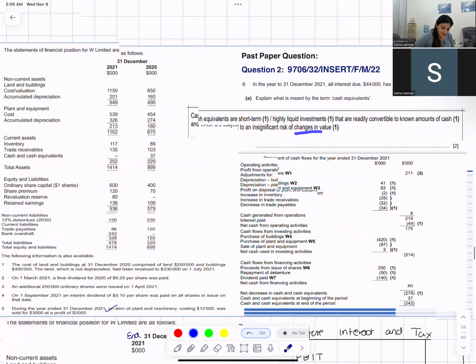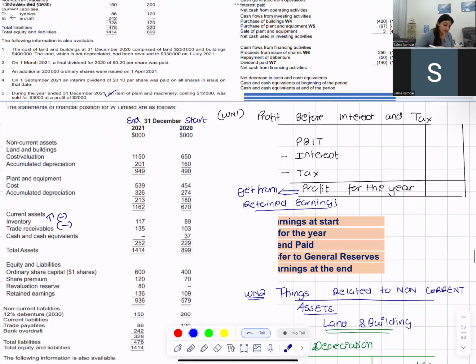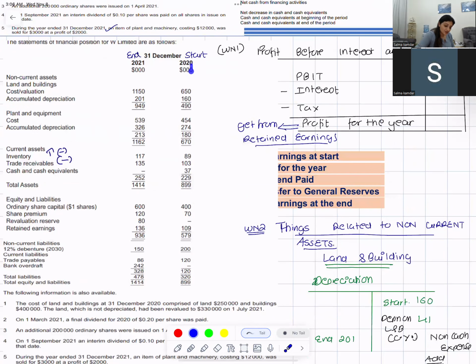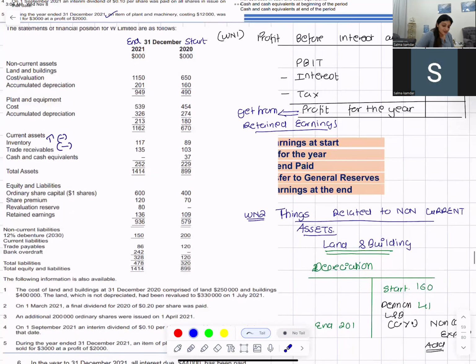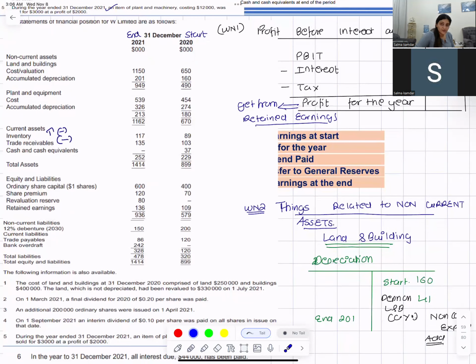Now we read the next part of it. We have been given the statement of financial position for 2020 and 2021, and you are asked to prepare a statement of cash flow. Whenever you're asked to prepare a statement of cash flow, the statement starts with profit before interest and tax. So your first target would always be to find out the profit before interest and tax.